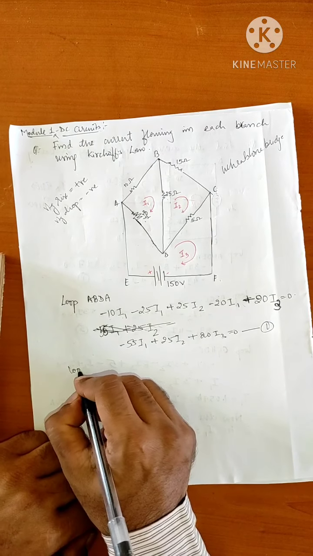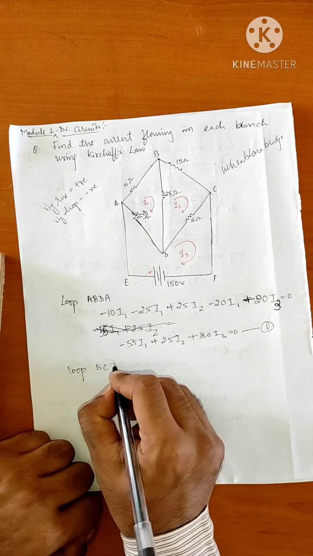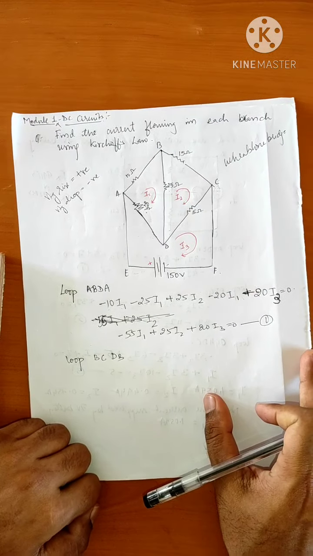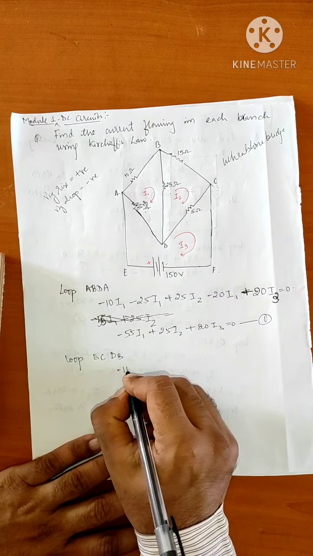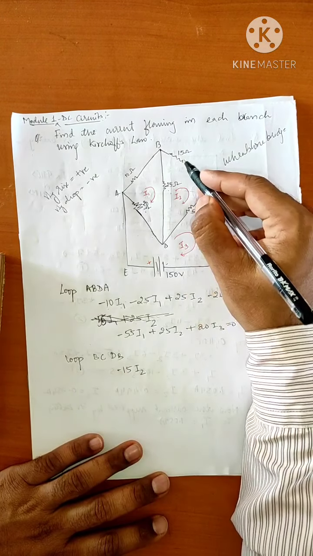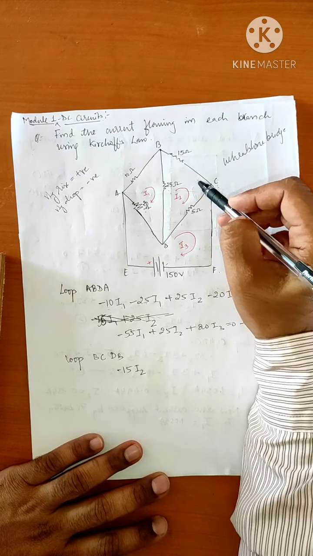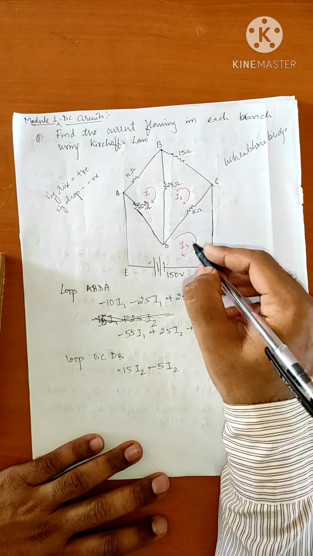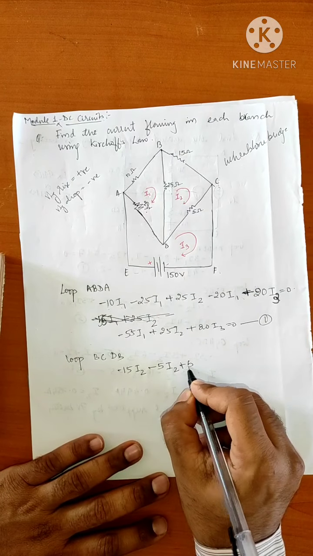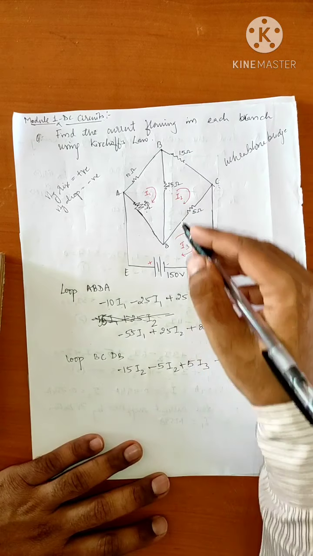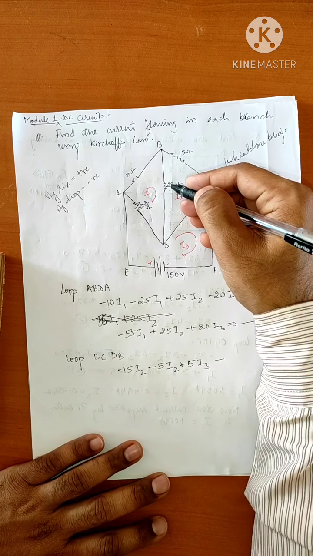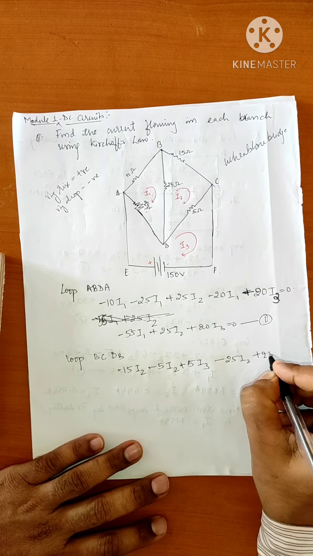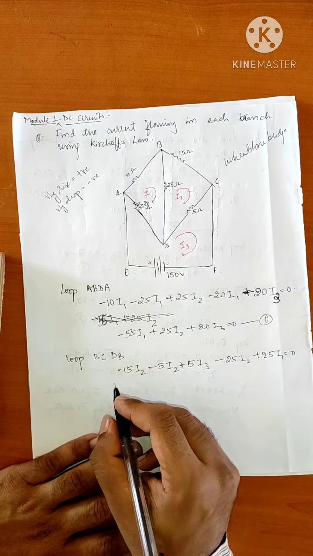Now let's look at loop 2, that is B, C, D, B. Now this is minus 15 I2. I'm starting from point B, so we are flowing clockwise. Minus 5 I2, but 5 is shared with loop 3, so plus 5 I3. Again, it has to go to 25, so minus 25 I2 plus 25 I1 equal to 0.